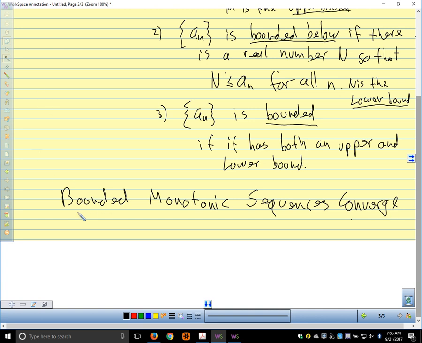So this is our main idea from this section, that bounded monotonic sequences converge. And it makes sense because if our sequence is bounded and it's increasing, well, that means eventually it can't get bigger than some number. So that least upper bound is going to be our limit. Same thing for a monotonically decreasing sequence. If it can't get smaller than some number, but it continues to decrease, well then it's got to converge to a limit.